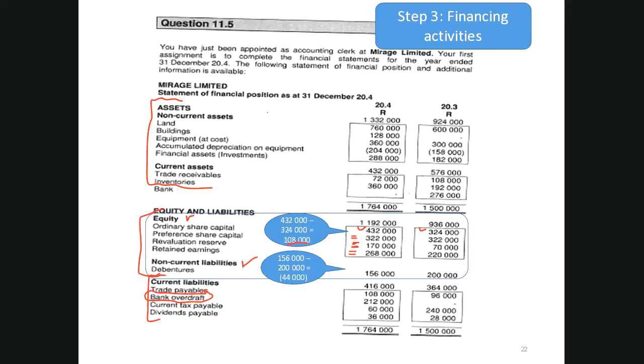Then if I look at debentures, so debentures are like blocks of loans that you sell to people and they give money to the company and they get a debenture certificate. We had 200,000 worth of debentures, now we only have 156. So we must have spent 44,000 repaying debenture amounts to the debenture holders. So we're going to put that 108,000 and the 44,000 under the financing activities section.